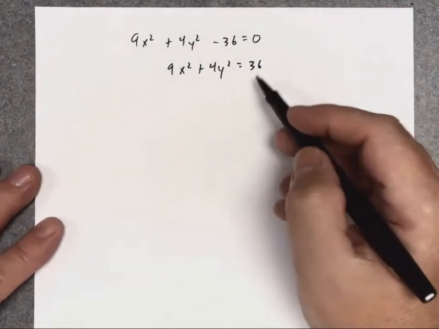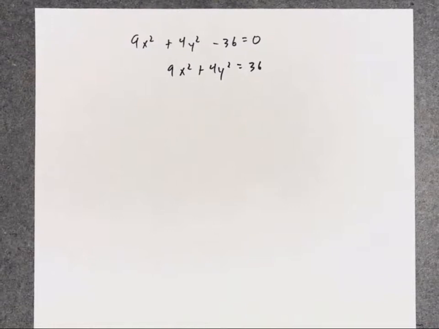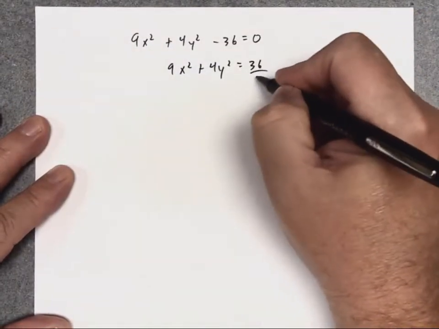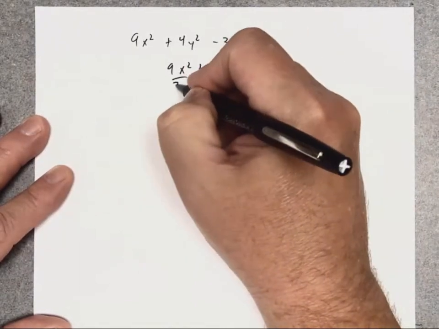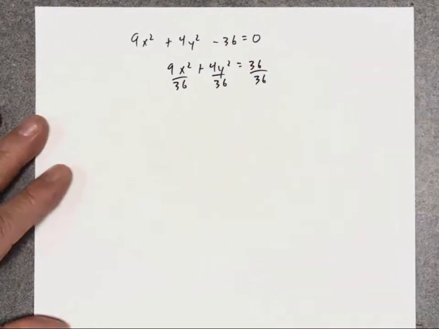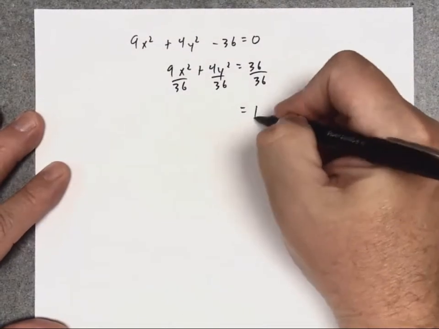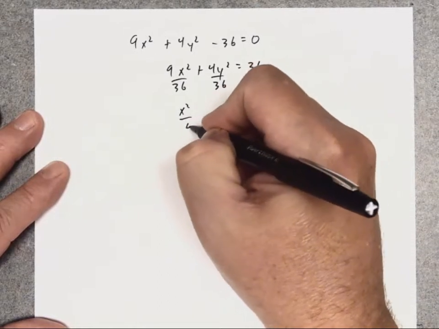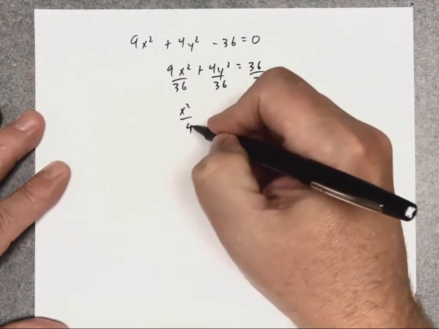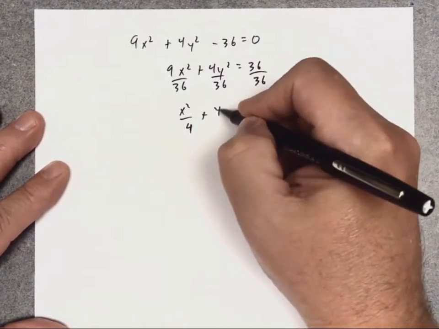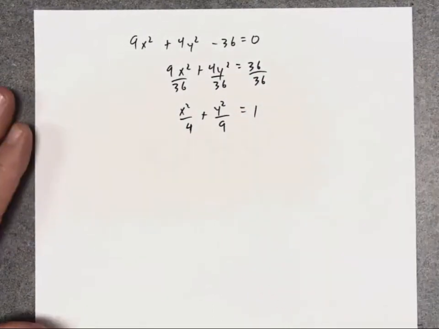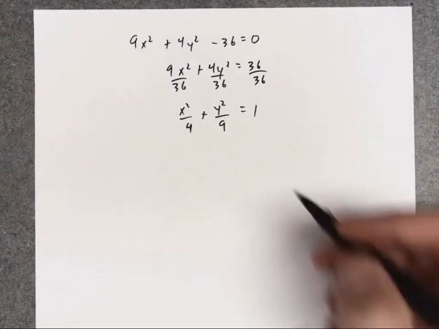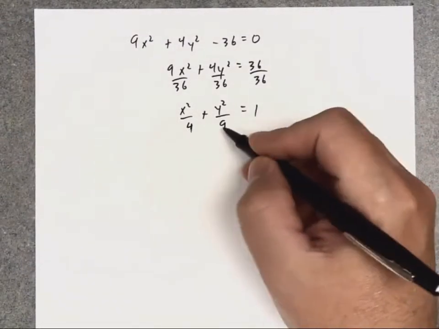Now the first thing I know is this over here has to be the number 1. So what do I need to do to this equation to get this side to equal 1? Well, how about I divide everything on both sides by 36? Because now I have 1 over here. So here 9 over 36 is actually x squared over 4 plus y squared over 9. All right, that's looking a little better. So I've got the 1 here.